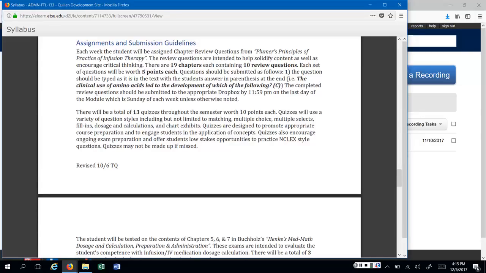Eastern Standard Time. You'll also have 13 quizzes throughout the semester worth 10 points apiece. And of course, we're going to use NCLEX style questions, which you should be familiar with. You've already had your practice on the NCLEX PN questions in your LPN program. So there can be a variety of question formatting.